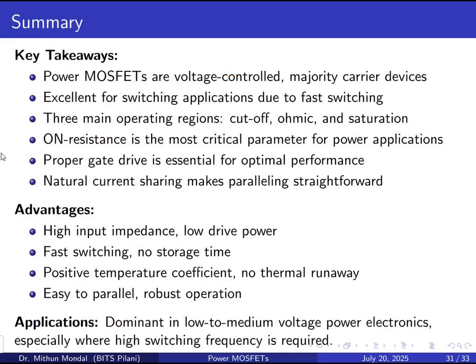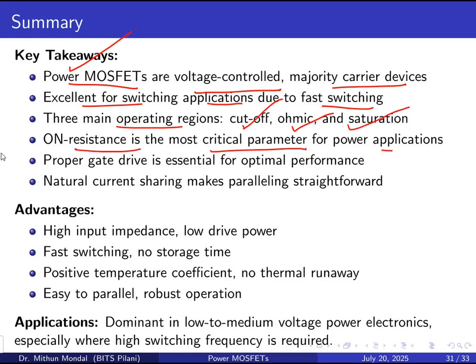So the summary of the key takeaways that we have discussed is that power MOSFETs are voltage controlled and majority carrier devices. They are excellent for switching applications due to fast switching. Three main regions of operation we have discussed, that is the cutoff, ohmic, and saturation. On resistance is the most critical parameter for power applications. Proper gate drive is essential for optimal performance, and natural current sharing makes paralleling straightforward. So these are basically the key takeaways of the discussion of power MOSFETs.